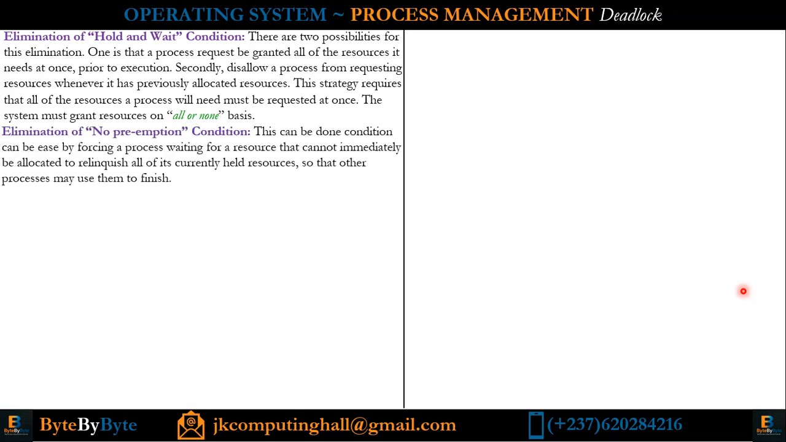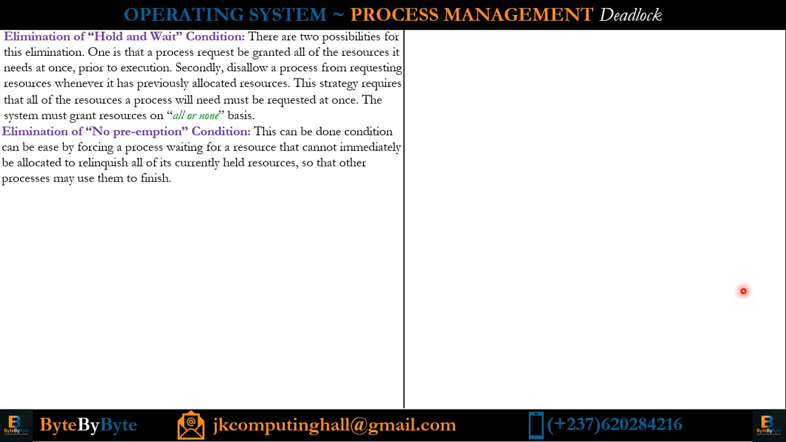The third one is the elimination of the no preemption condition. This condition can be eased by forcing a process waiting for a resource that cannot immediately be allocated to relinquish all its currently held resources so that other processes may use them to finish. That's how we can eliminate the no preemption condition. Force a process to wait for a resource that cannot immediately be allocated.